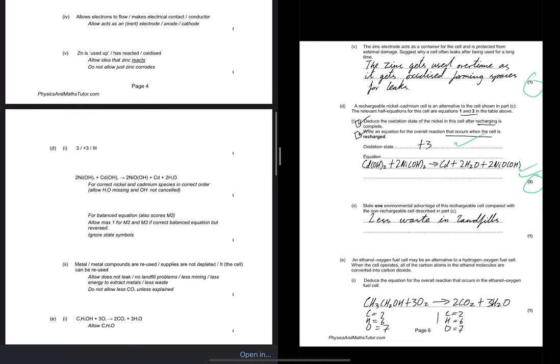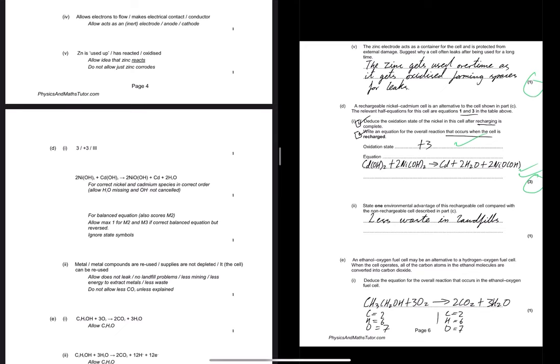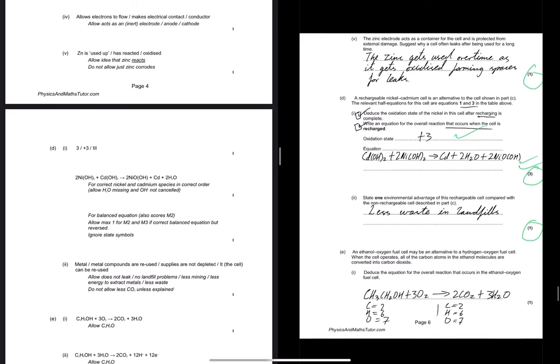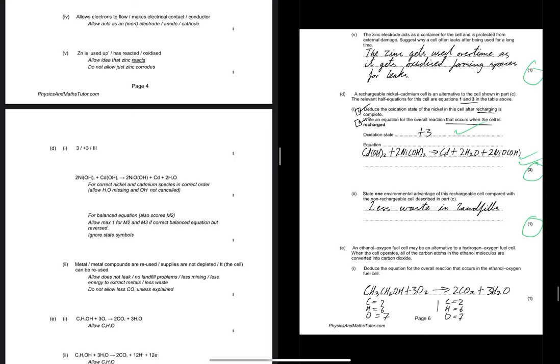Metal in use, supplies are not depleted. Can be reused. No landfill problems, or less waste in landfills. I'm gonna accept that one because you're saying that in the textbooks it always says less waste in landfill, so I'll give myself that. But I think the better ones here are metal compounds are reused. I was about to say that the batteries can be reused, but is that really an environmental answer, is that the way they want me to answer it? So I guess technically yes, the metal compounds are reused, so that's a massive M. Massive.